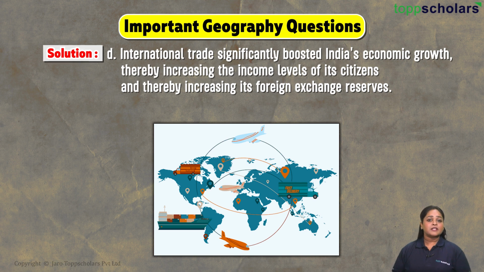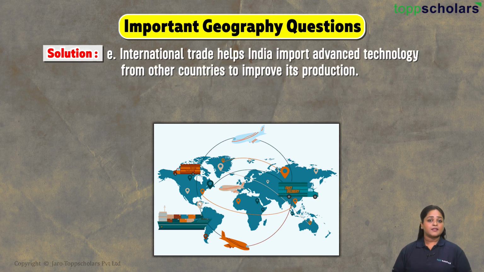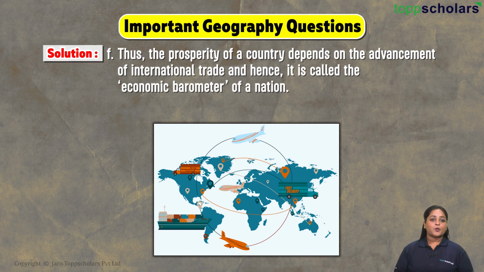D. International trade significantly boosted India's economic growth, thereby increasing the income level of its citizens and its foreign exchange reserves. E. International trade helps India import advanced technology from other countries to improve its own production. F. Thus, the prosperity of a country depends on the advancement of international trade and hence it is called the economic barometer of a nation.